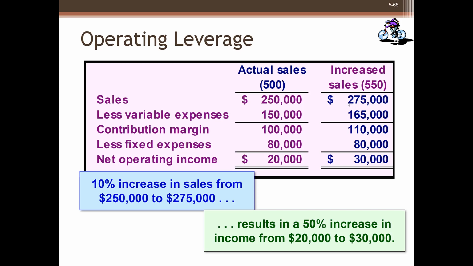The difference between total sales and variable expenses is contribution margin. Fixed expenses are constant. Net operating income will be $30,000. Compared to $20,000 here, net operating income increased 50%: $30,000 minus $20,000, divided by $20,000, which is 50%.